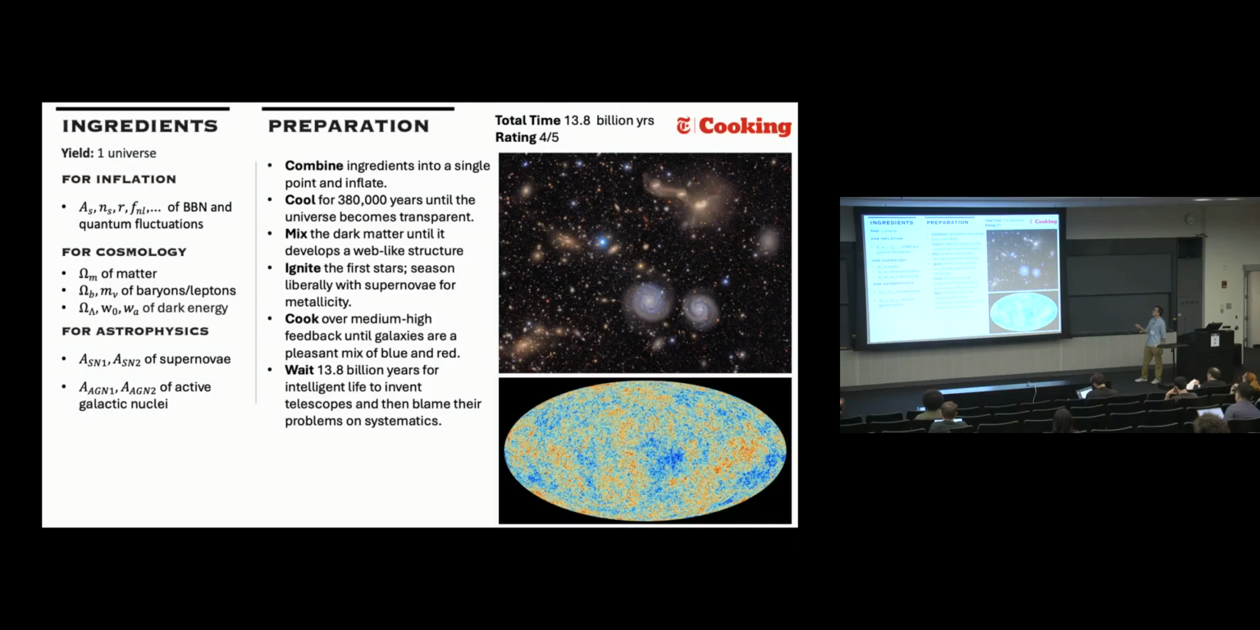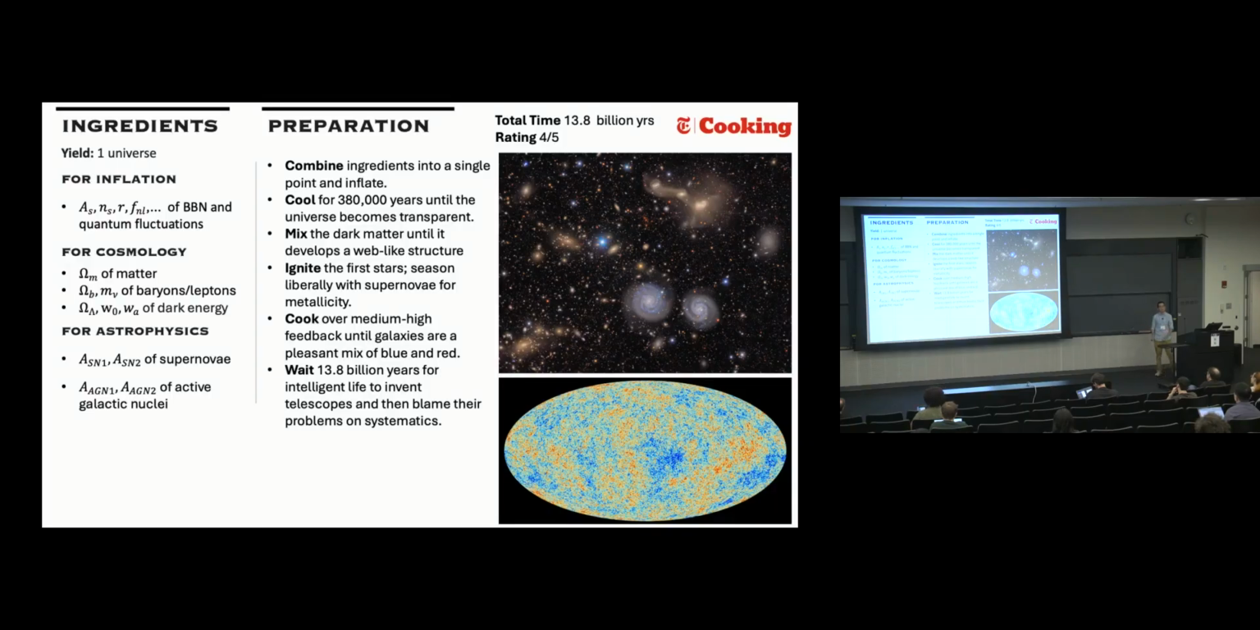I let that cool for 380,000 years until the universe is transparent. I mix around the dark matter until it looks like a web. I ignite stars. I season with supernovae. I cook until the galaxies start to look red. And then eventually I wait 13.8 billion years for intelligent life to invent telescopes and then blame all their problems on systematics, right? And if you do that right, you'll get telescope observations that look like this on the right.